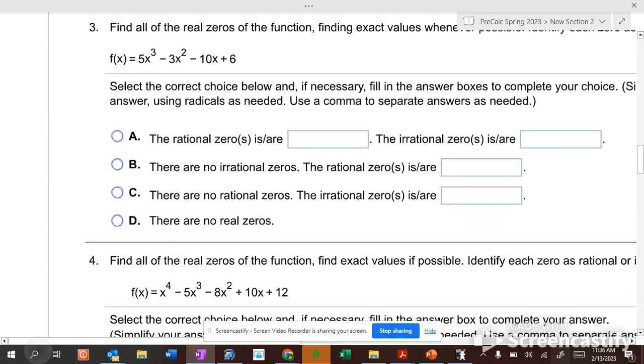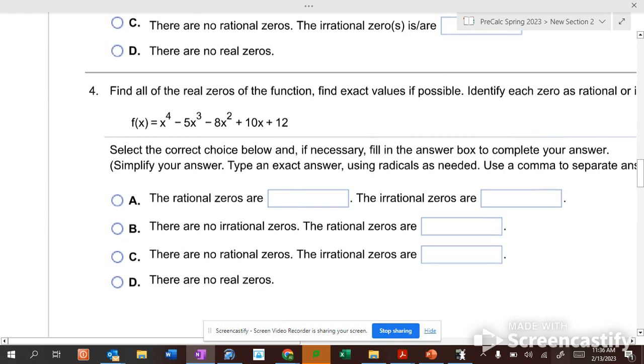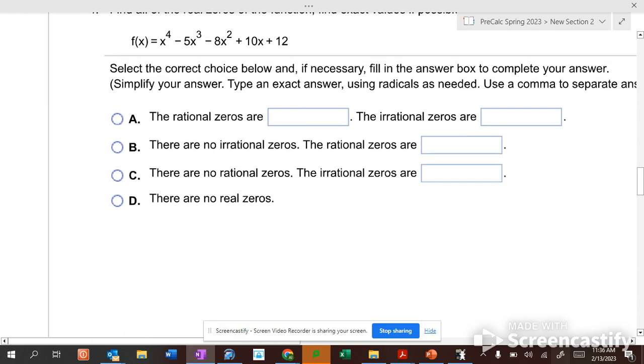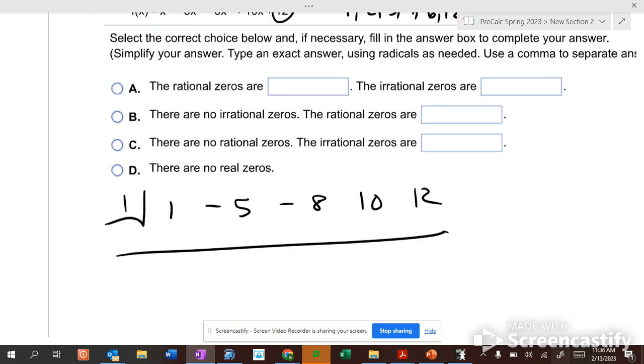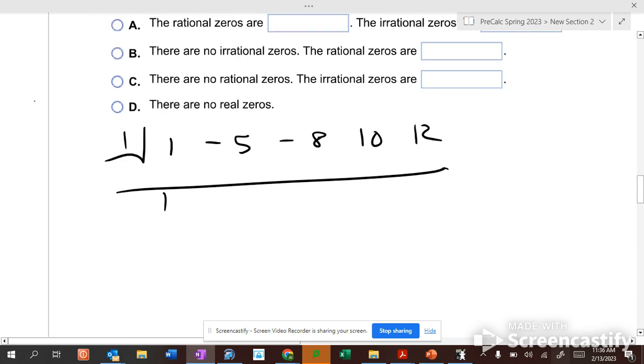Okay? So, which one should we do? Let's look at this one. Okay? So looking at this one, factors of 12: 1, 2, 3, 4, 6, and 12. So synthetic division, start at 1, and we go 1, negative 5, negative 8, 10, and 12. So we drop down the 1. 1 times 1 is 1, gives us negative 4. Negative 4 gives us negative 12. Negative 12 gives me negative 12 and negative 2, and that's not going to work.